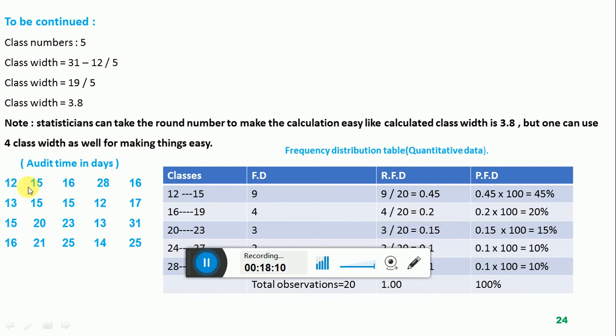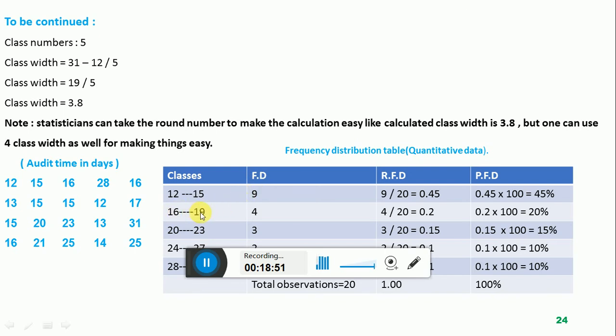So let's check in this large data set: 12, 13, 15, 15, 15, 15, 12, 13, 14. These are the 9 data items which are greater than or equal to 12 and less than or equal to 15. So we count them. These are 9 and we write this as the frequency of the first class. To develop the frequency of a class, we count all those data items which are greater than or equal to 12 and less than or equal to 15. So these data items are 9.